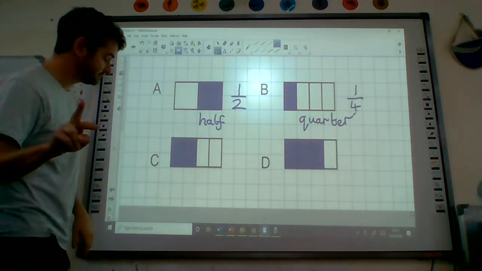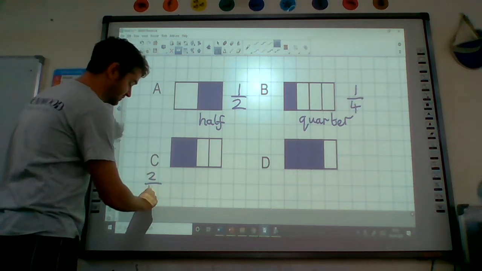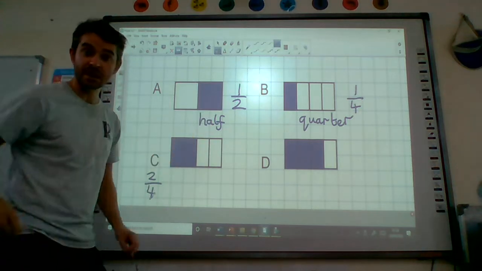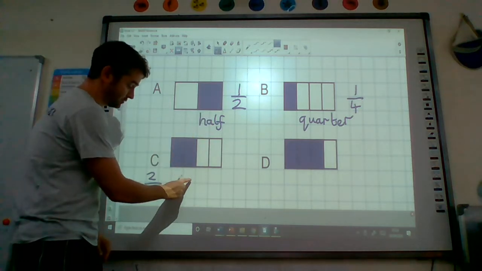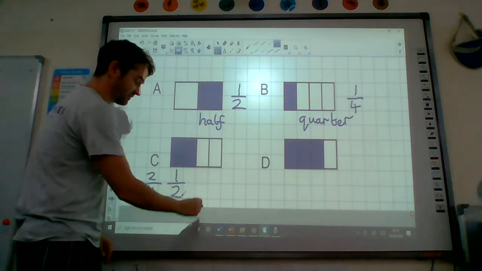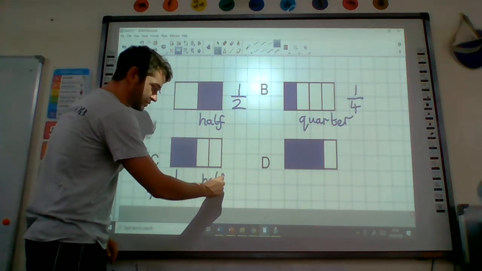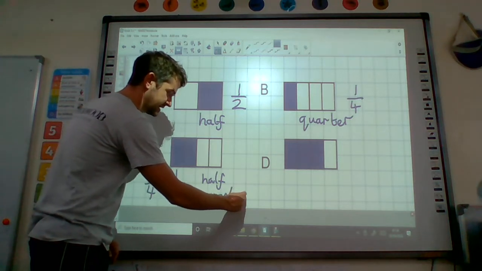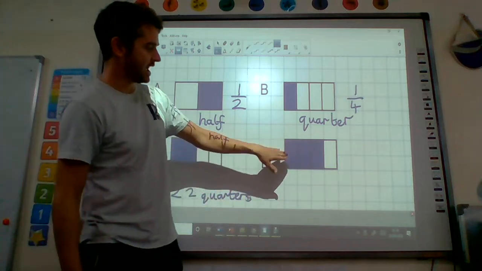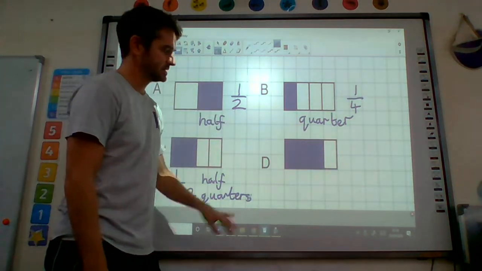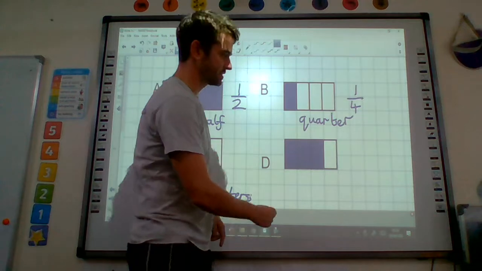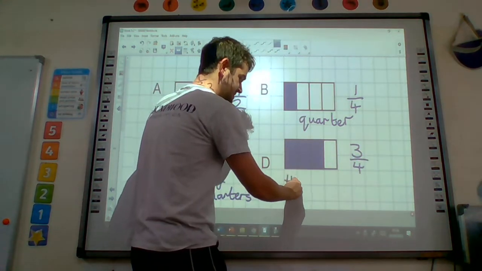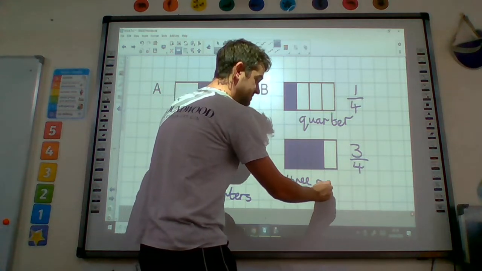2 answers for this one. You could have said 2 out of 4, or you can look how similar it is to A and realise that the blue part and the white part are the same, so it's also a half. Half or 2 quarters. And then looking at D. How many equal parts? 1, 2, 3, 4 equal parts with 3 coloured in. 3 quarters.